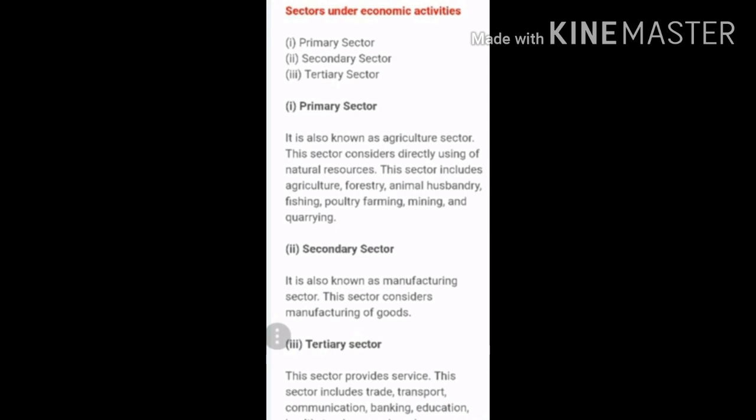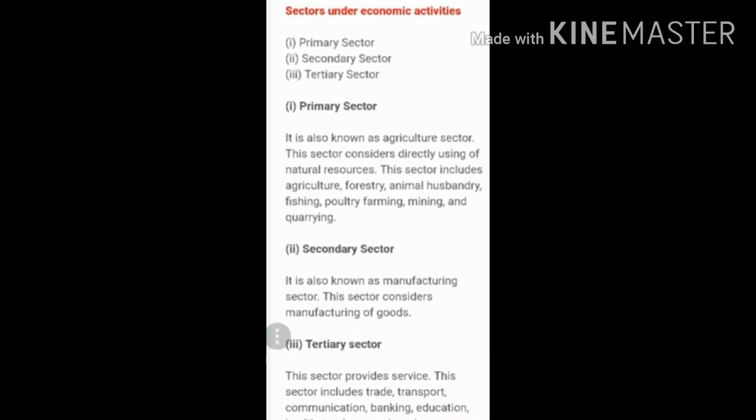It is also known as the agricultural and related sectors because many people are engaged in these activities, and the examples are agriculture, forestry, animal husbandry, fishing, poultry farming, and mining and quarrying. So all these activities are related to agriculture.